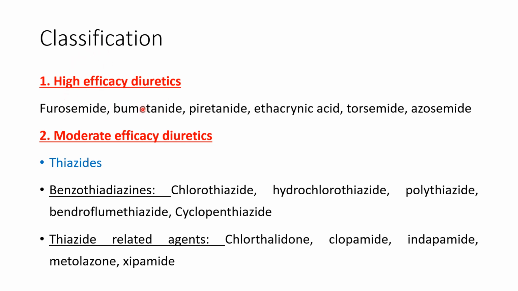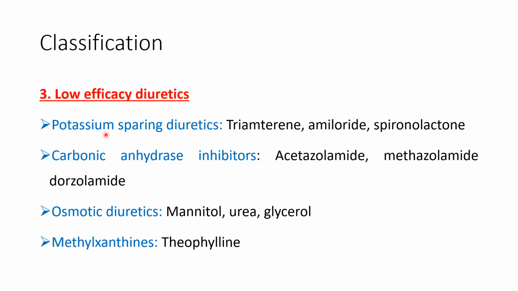Broadly, diuretics are classified into three main categories. The first one is a high efficacy diuretic, the second one is a moderate efficacy diuretic, and the third one is a low efficacy diuretic. High efficacy diuretic, for example, furosemide. Moderate efficacy diuretic, we have thiazide diuretic. This thiazide diuretic again has sub-classification like benzothiazines and thiazide related drugs. And the third one is low efficacy diuretics.